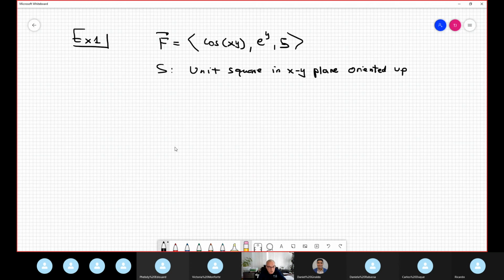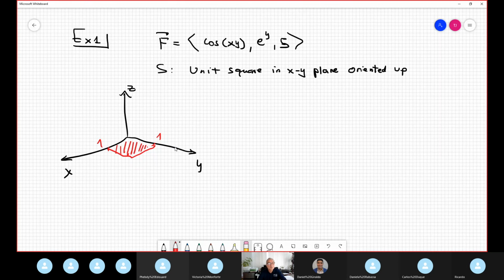Let me try to understand the surface. Look, this is Y, this is X, this is Z. The surface, as the problem says, is the unit square, with side one, like that, in the XY plane. This point is the point 1, 1, 0. This is the point 1, 0, 0. This is the point 0, 1, 0, and this is the origin, 0, 0, 0. This is my surface, S.